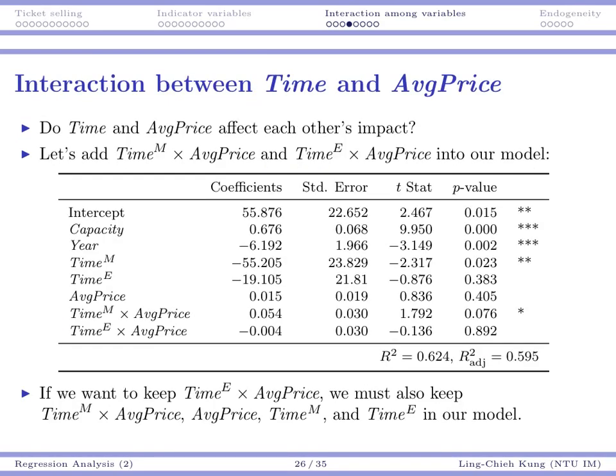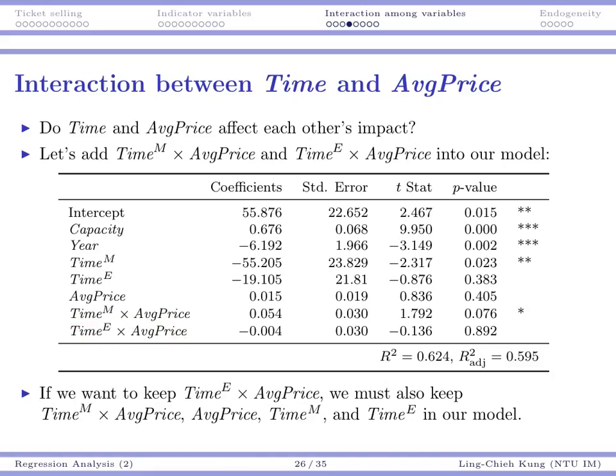So in our example, we are asking the following. We are suspecting that people may have different price sensitivity for shows played at different times. So we want to ask whether time and average price affect each other's impact. If that's the case, then we want to add their product. But time has been split into two variables, right? So that means we need to add the two product terms into our regression model, like this.